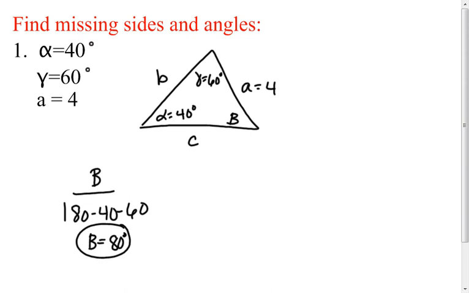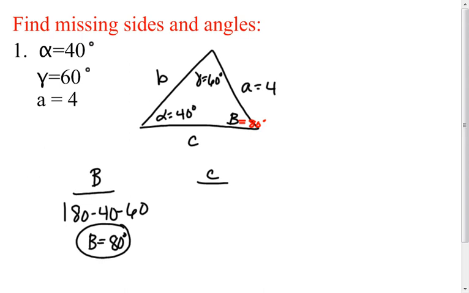So that is that. Okay, now I'm going to set up a proportion, and I'm going to use law of sines. When you use law of sines, what you always need to do is find an angle and a side opposite of it, an angle and a side opposite of it, and you can only be missing one of those pieces of information. So the next thing I am going to find is side C.